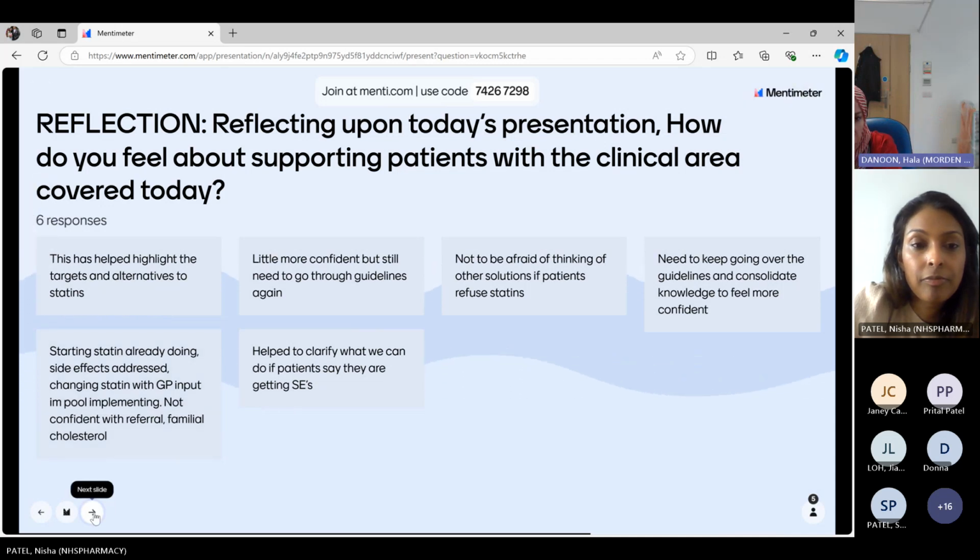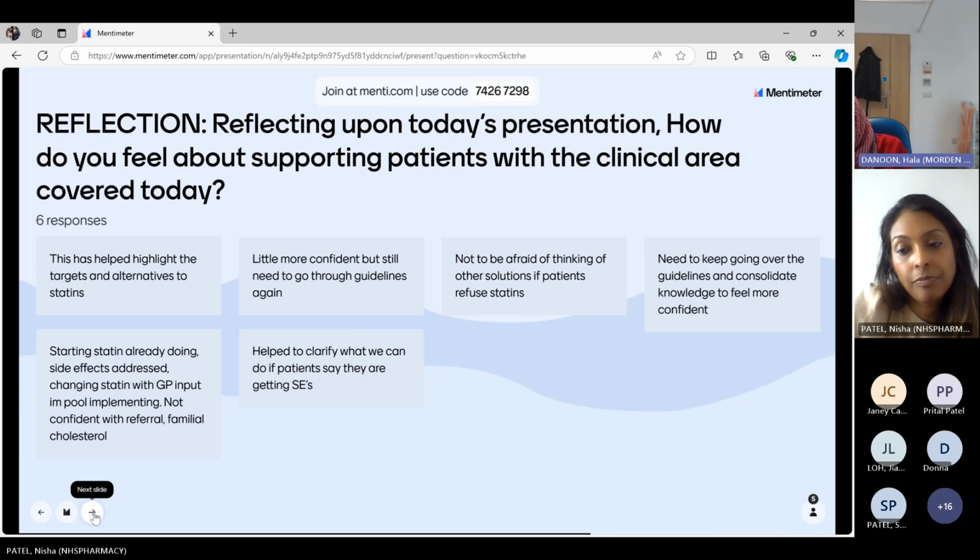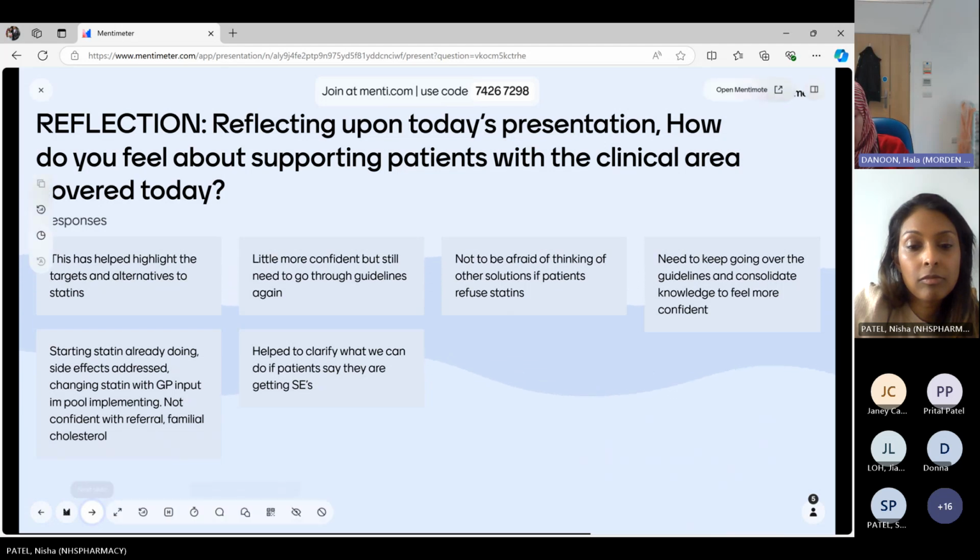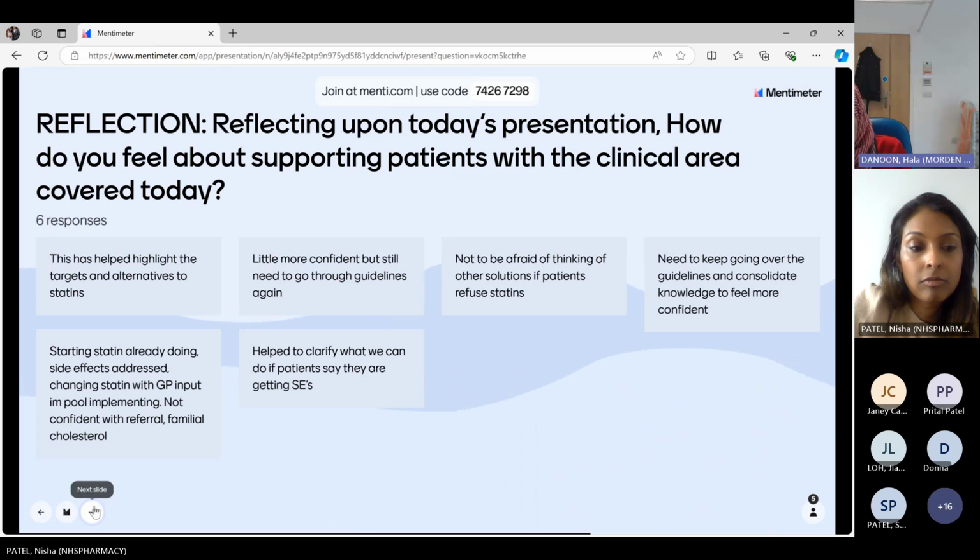Help to clarify what we can do if patients say they are getting side effects. Yes, 100%. I think the bad press with statins is a massive, massive thing, and we need to try and address these things. And I think for me, it's always going back to the lifestyle as well: smoking cessation advice, reducing alcohol intake, having a healthy life. All of these things work hand in hand with medication. Medication at the end of the day is a supportive measure. It's not the only solution. We need to look at improving the healthy lifestyle for our patients and then encourage them with the medication as well.